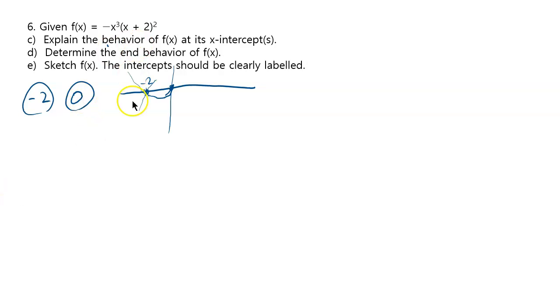But what does it mean by the behavior? Well, the behavior is about what happens when you pass through an x-intercept. Sometimes it might touch it and then come back, or sometimes it might go through. And to figure out which one it is, what you need to do is look at the powers of the factors.